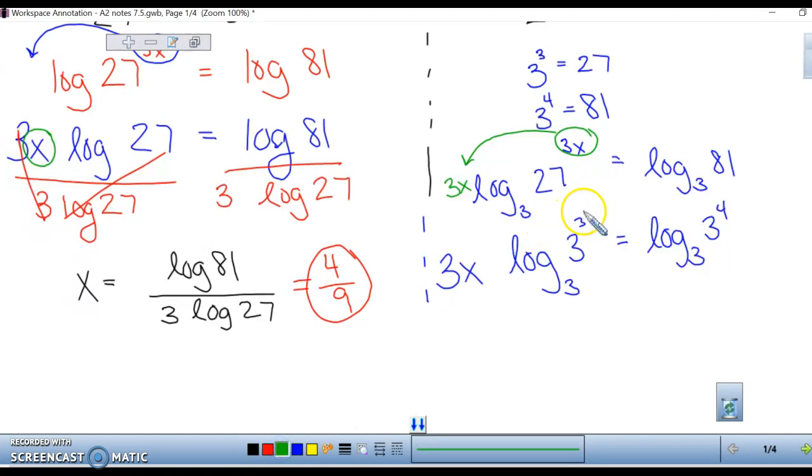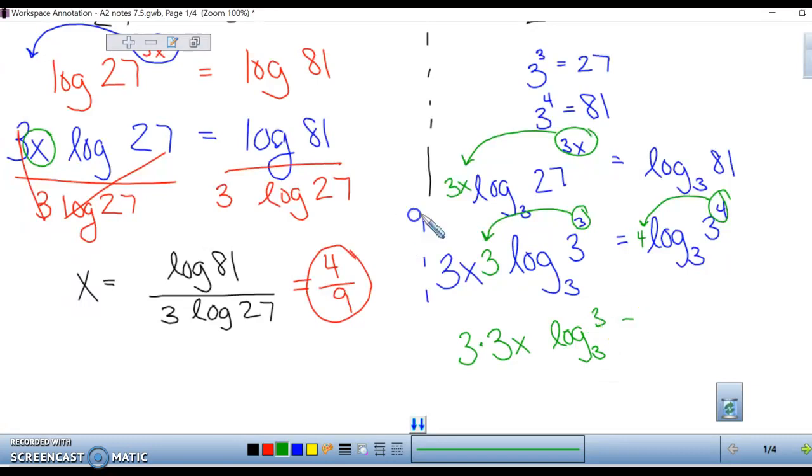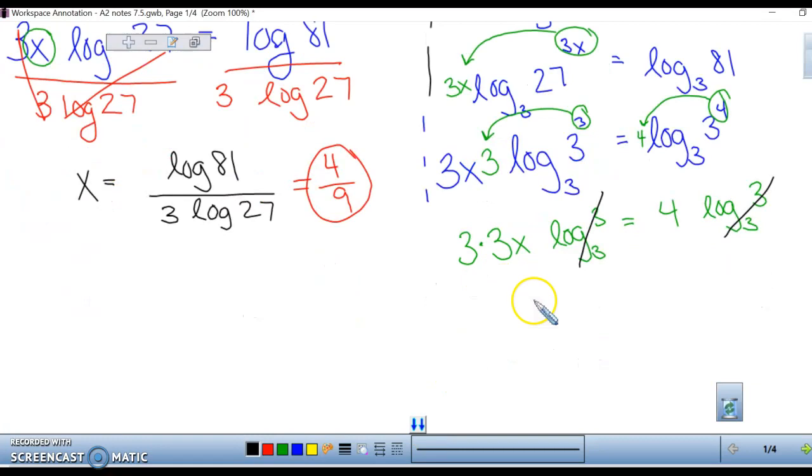Again, we have an exponent with our log, so that gets dropped down in front. So we have 3 times 3x log base 3 of 3 equals 4 times log base 3 of 3. By the identity property, log base 3 of 3 equals 1, so those we can simplify. So now all we have left is 3 times 3, which is 9, x equals 4. Solve for x, and you get an answer of 4/9.